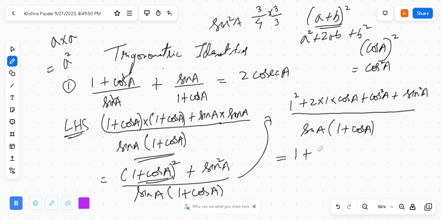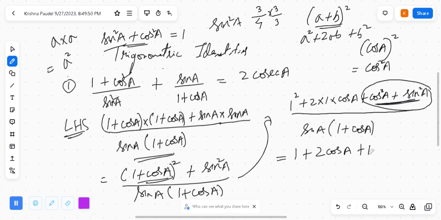So this will be 1 plus 2 into cos A is cos A, because 1 square is 1, and plus, and if we see this one closely, they are having square. These trigonometric ratios are having square, and as I said earlier, whenever we have square, we think about the identities. And this one looks like sine square A plus cos square A. And when we are having sine square A plus cos square A, we know that this is equal to 1. That means in place of this, we can remove this one and write 1 there.